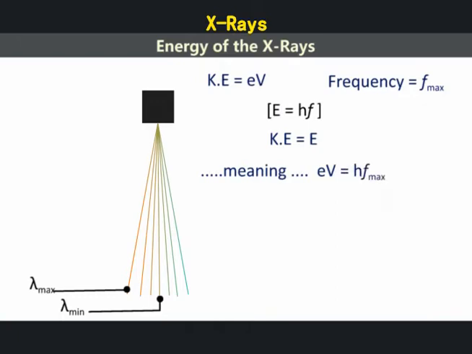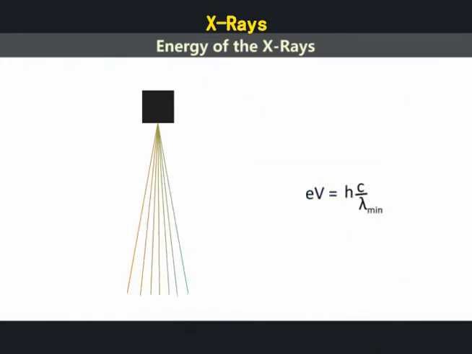And that is because when lambda is minimum, frequency is maximum. We call that equation 1. Recall also that c is equal to f lambda, where c is the speed of light. This means that f maximum is equal to c over lambda minimum. Substituting in equation 1, eV is equal to hc over lambda minimum.